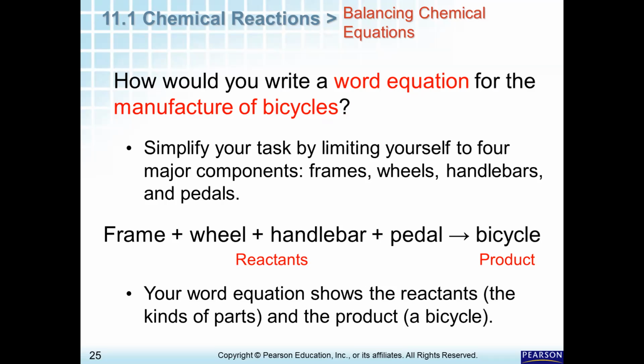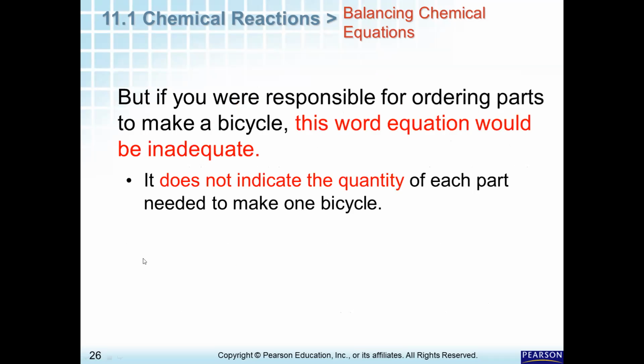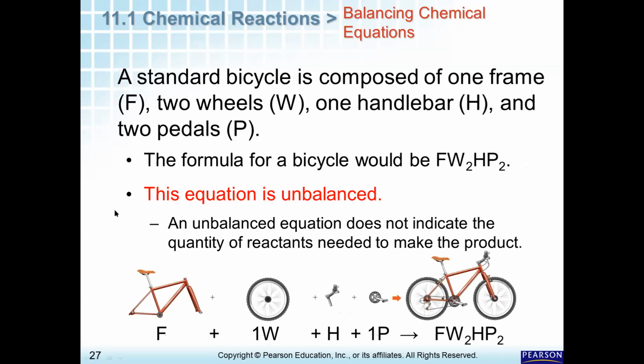Of course, you know that the wheels have to be 2. It's a bicycle. On a tricycle, we need 3. So it does not indicate the quantities. We put them like that: frame, 1W, 1 this, 1 that, and this is the formula of the whole compound. This is a skeleton equation still, because it does not indicate the actual amount.